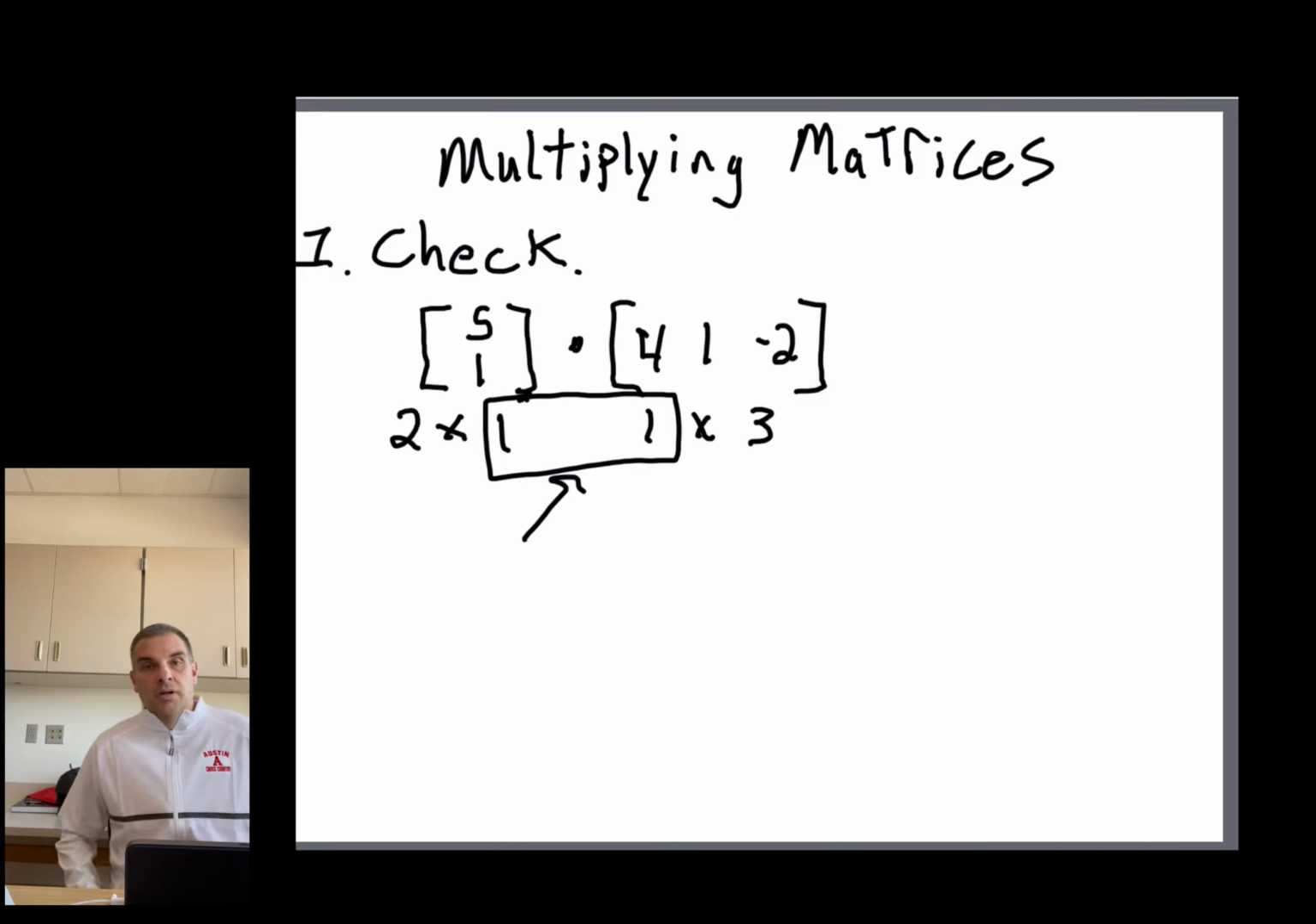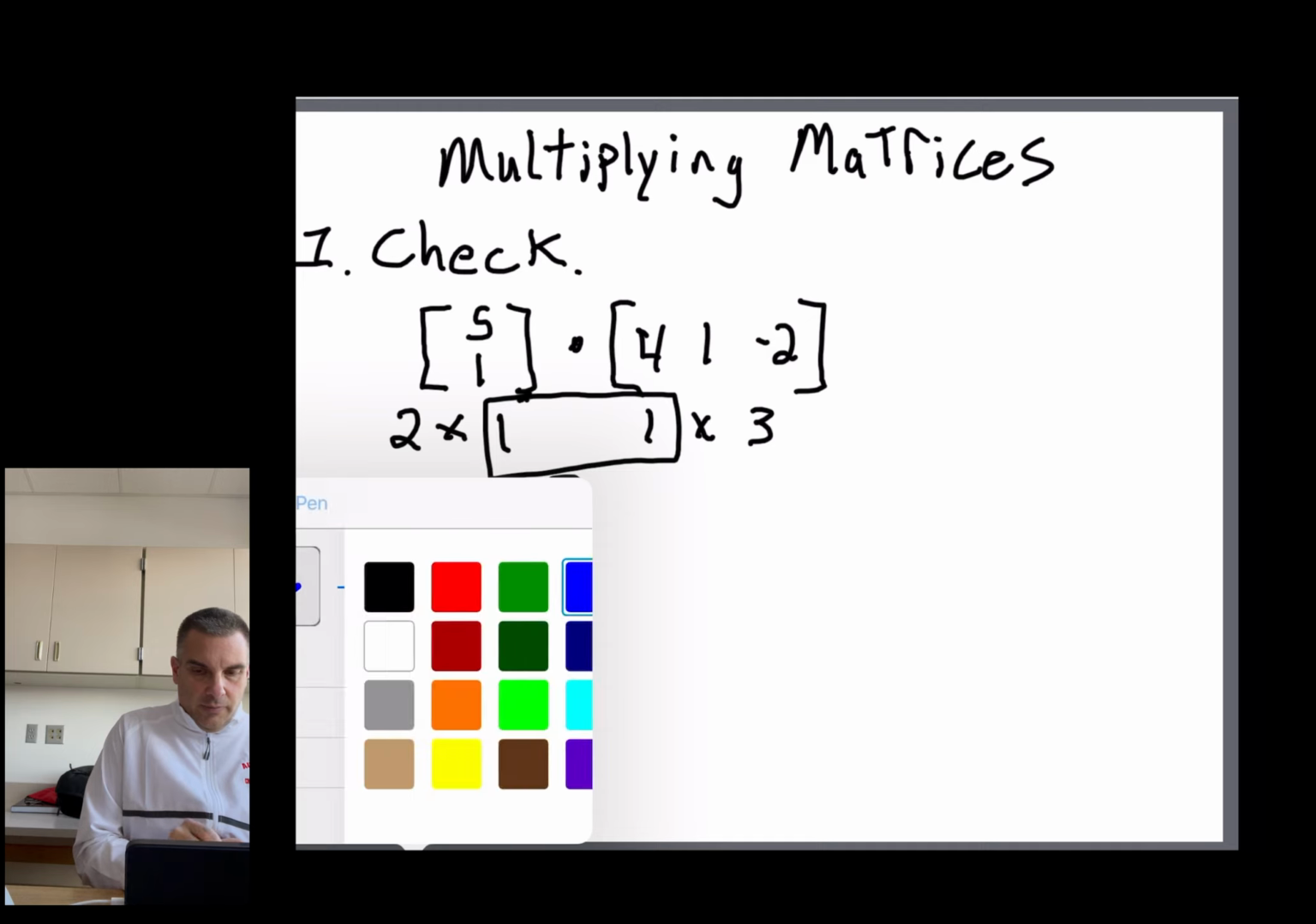So anyway, we have to make sure the number of columns in the first one matches up with the number of rows in the second one. And that's going to lead us to figuring out what type of matrix it could be. But you always have to first check to make sure that the number of columns in your first one matches up with the number of rows in your second one, and that has to be your first check. So let's look at a second one.